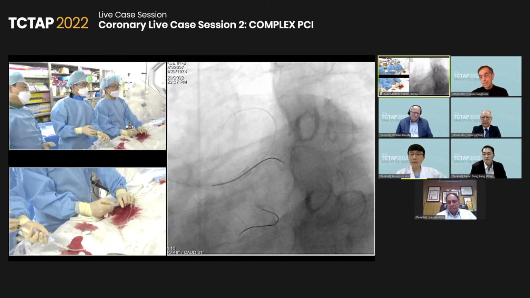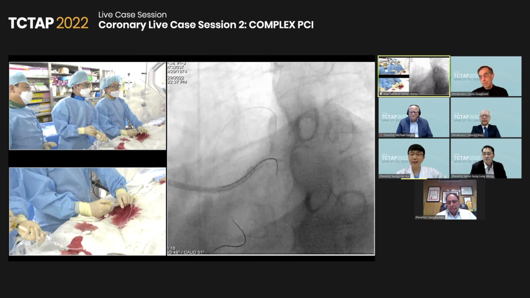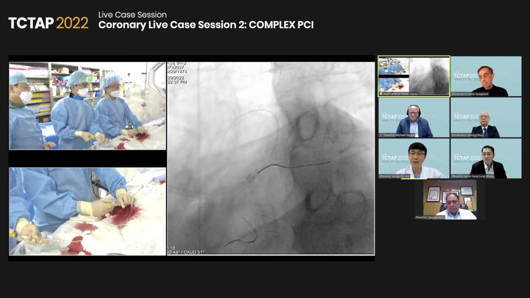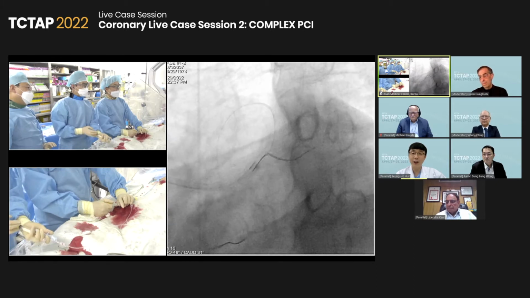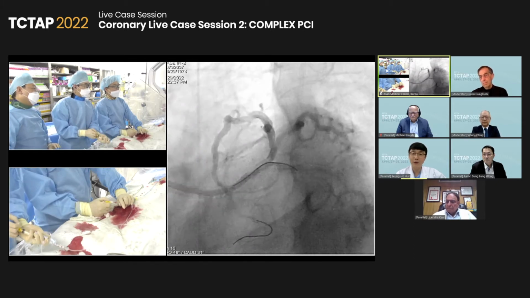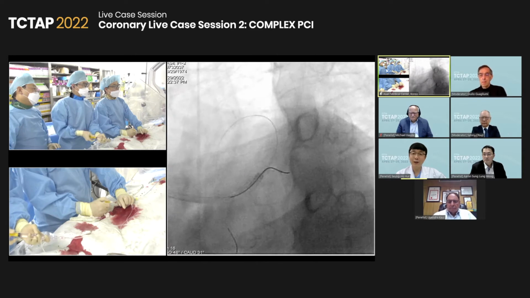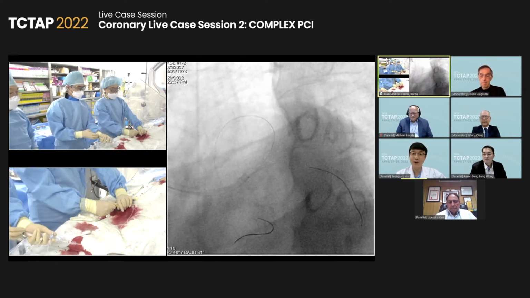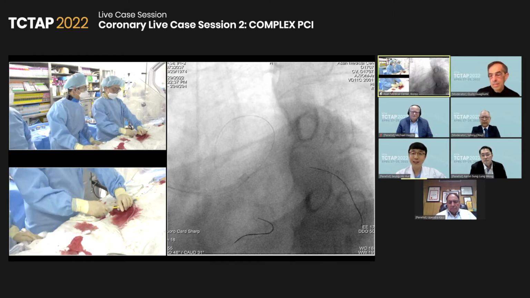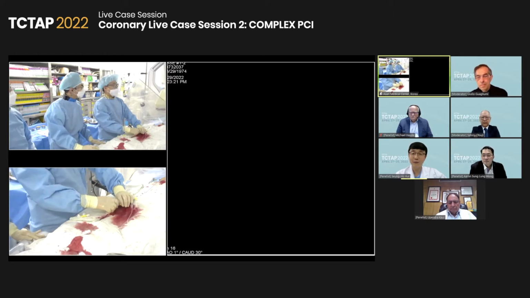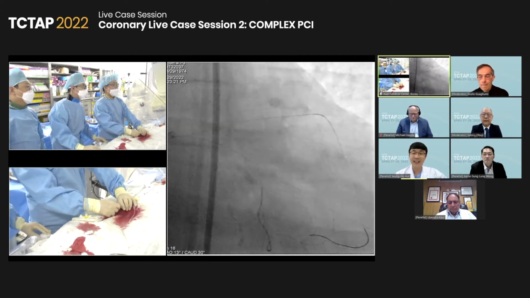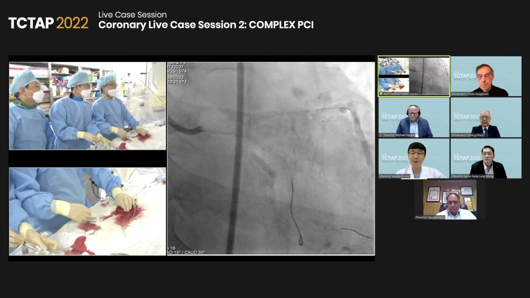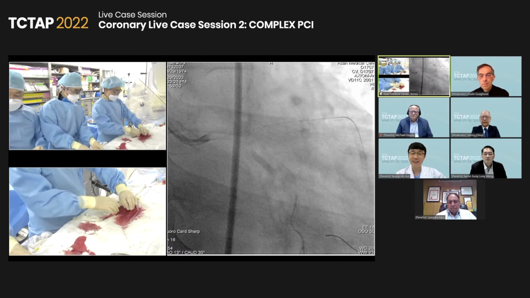Yes, because even the circumflex, I know the FFR shows a negative finding, but this is a young diabetic man, so I think we save the vessel as much as we can. So continuing vessel opening is a very important thing, I think. So keep going to his stent, please.